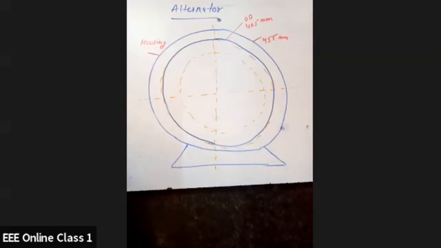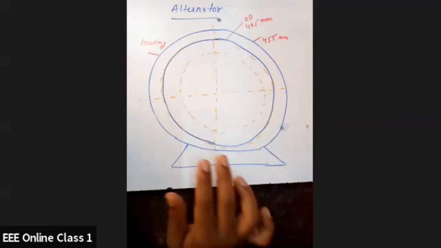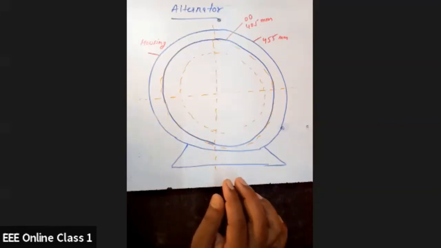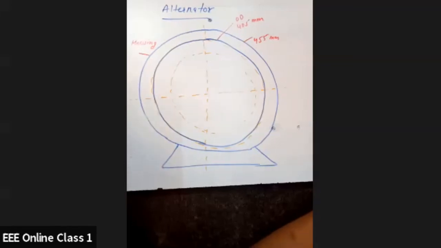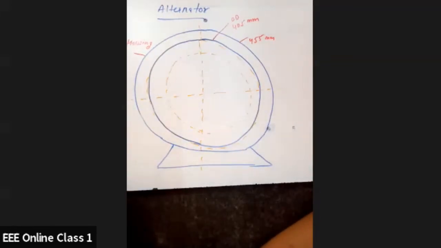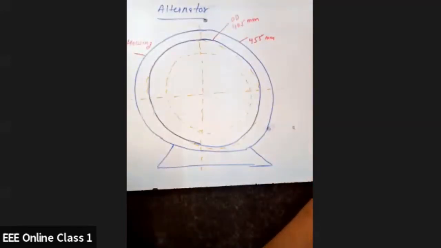Now we have a slot. Number of slots is 48, and core length is given, but it is not required here. Let us directly go to the dimensions of the slots. Now it says that the slot shape is trapezoidal. So I'll draw one slot here.